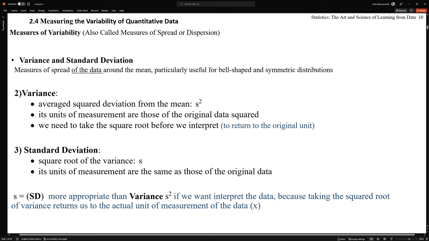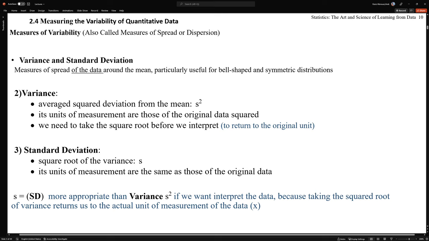So if the data is very close to the mean, the variance will be small because they won't be too spread out. But if the data is spread out and far from the mean, then the variance will be high, right? We usually use variance or standard deviation as a measure of spread when the distribution is bell-shaped and symmetric.